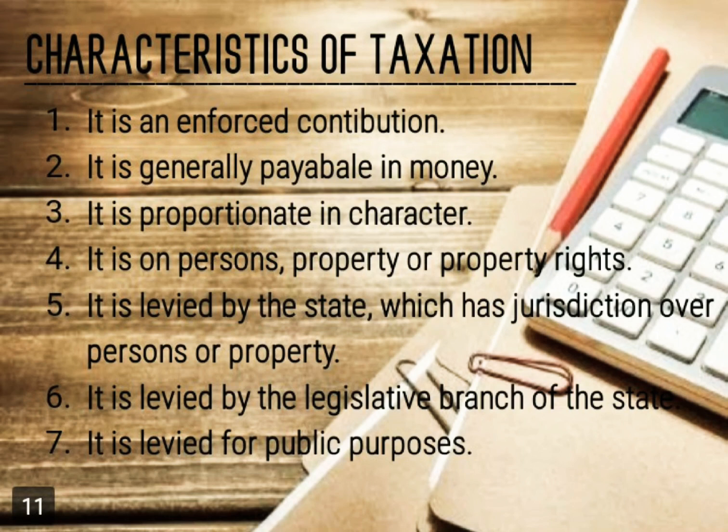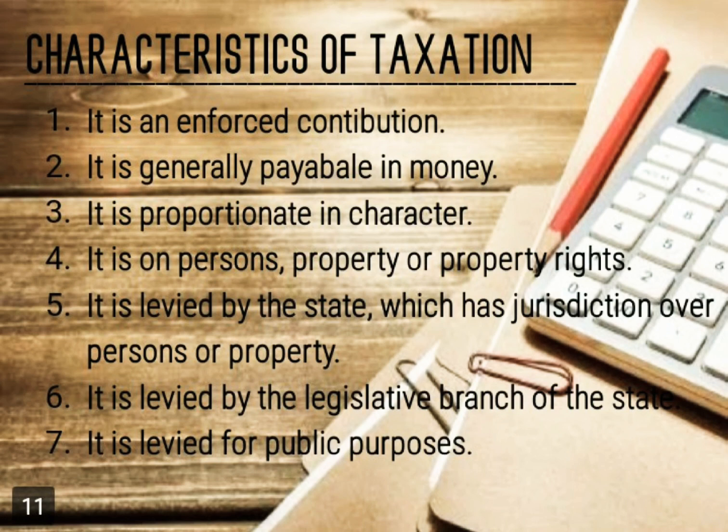Third, it is proportionate in character. Collection of taxes is based upon the income and the property of the taxpayer. The higher the income, the higher the tax, and the lesser the income, the lesser the tax. The fourth one is it is levied on persons, property, or property rights. It means that a person who receives an income based on skills and practice of professions is required to pay taxes. He is also taxed based on the acquired properties deemed as taxable.